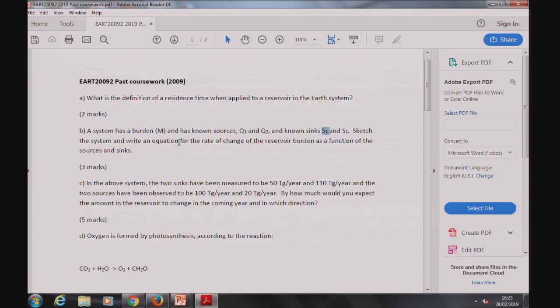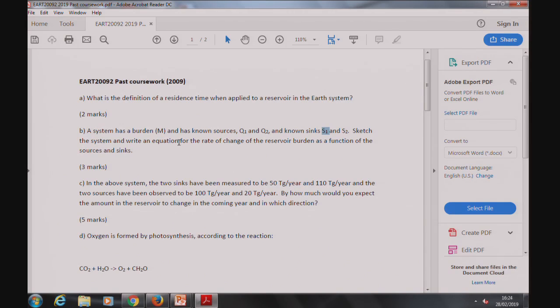We've got our burden M, and we've got two sources and two sinks. So you could just draw the sources going in, Q1 as arrows, Q2, and you could draw the sinks coming out, S1, S2. So that's our little sketch.